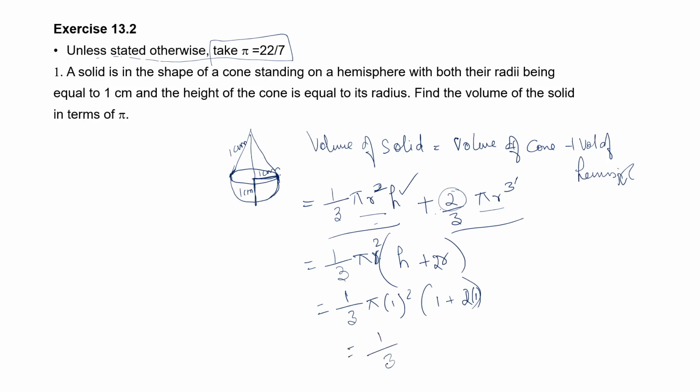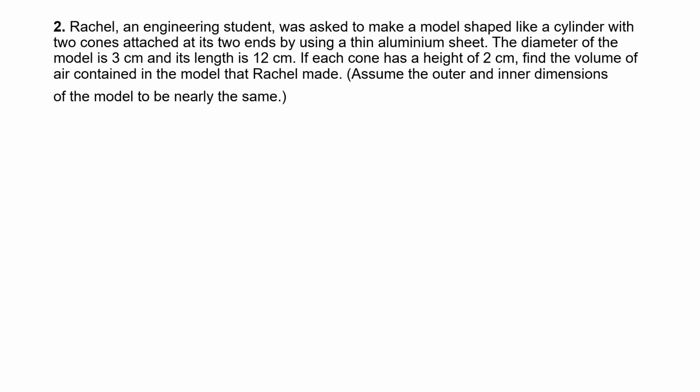So 1/3 pi into 1 plus 2, that is 3. This 3 will get cancelled, which is equal to pi. Since it is a volume, what is the unit here? Centimeter cube. So this is the answer. Is this clear? Yes, next one.